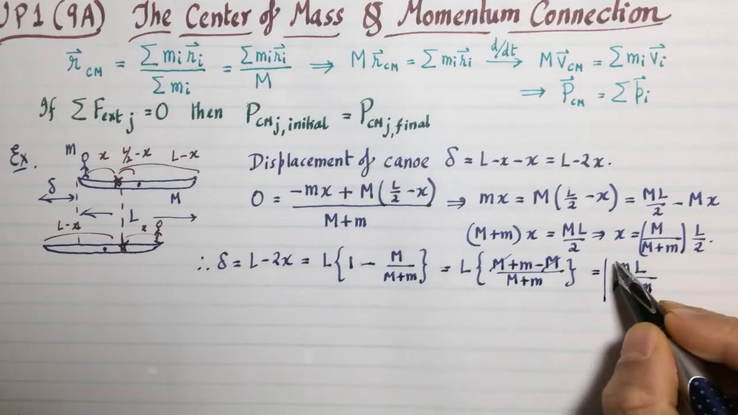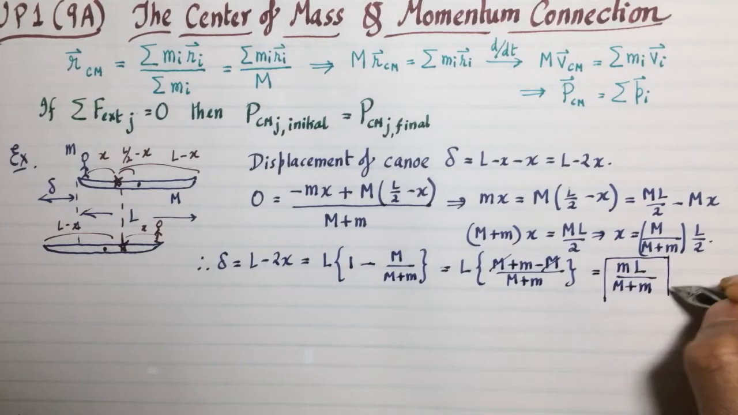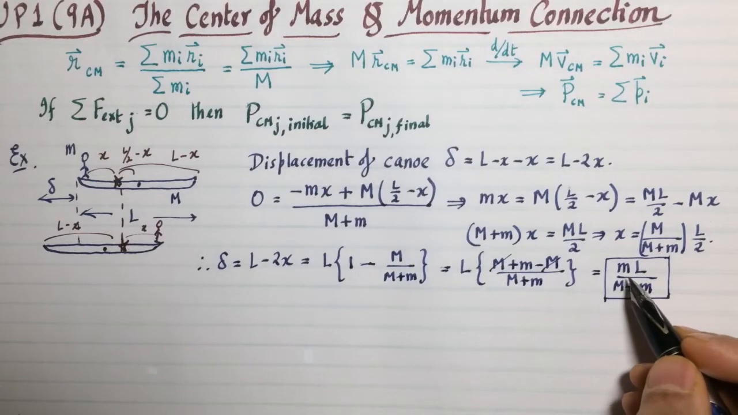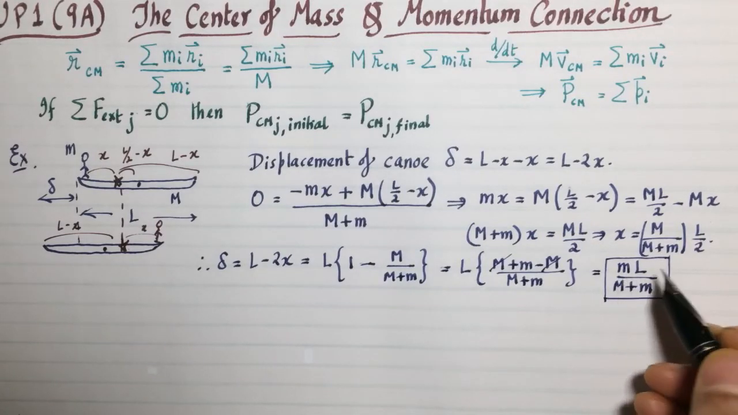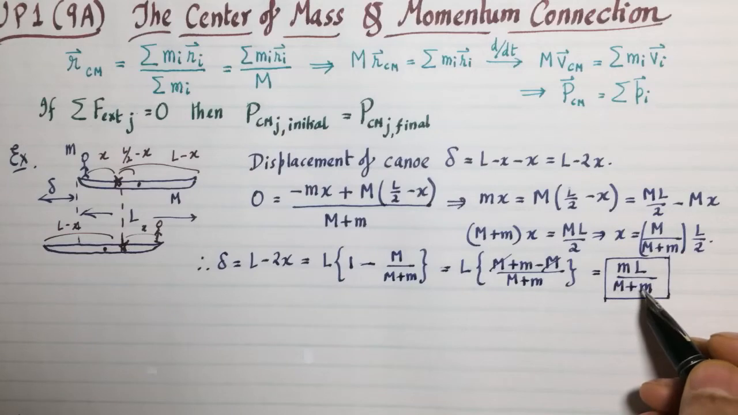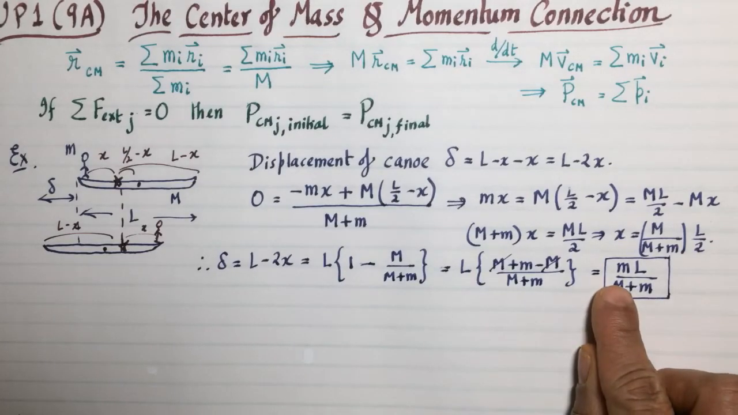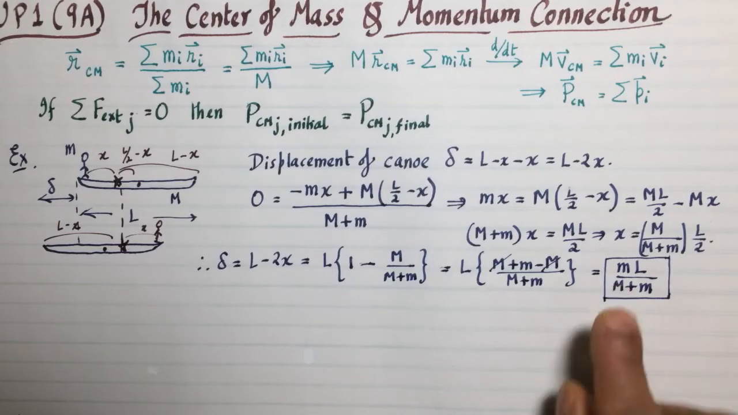That's the answer to our problem. Let's test it out for two limits. If the person has very little mass, then little m is close to 0 and the canoe doesn't move. That makes sense. On the other hand, if the person is really massive and the canoe is super light, like made of balsa wood or something, then the capital M is 0, and so the canoe is going to move the entire length back. That also makes sense.